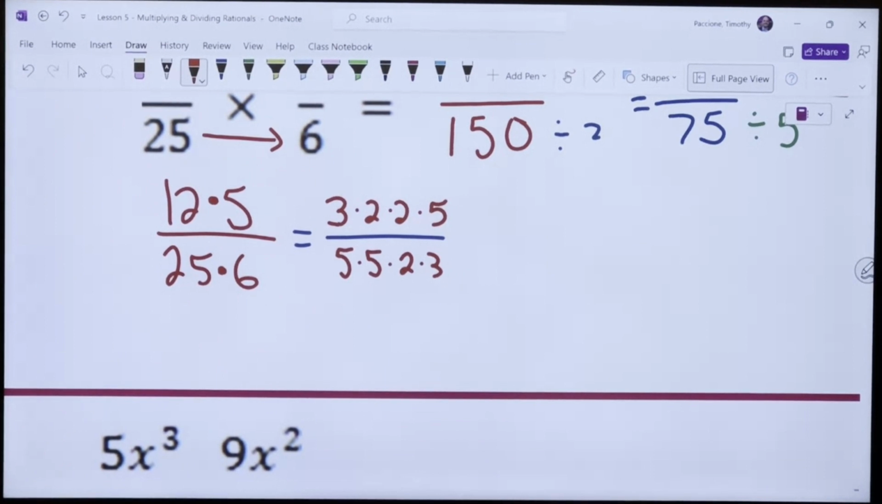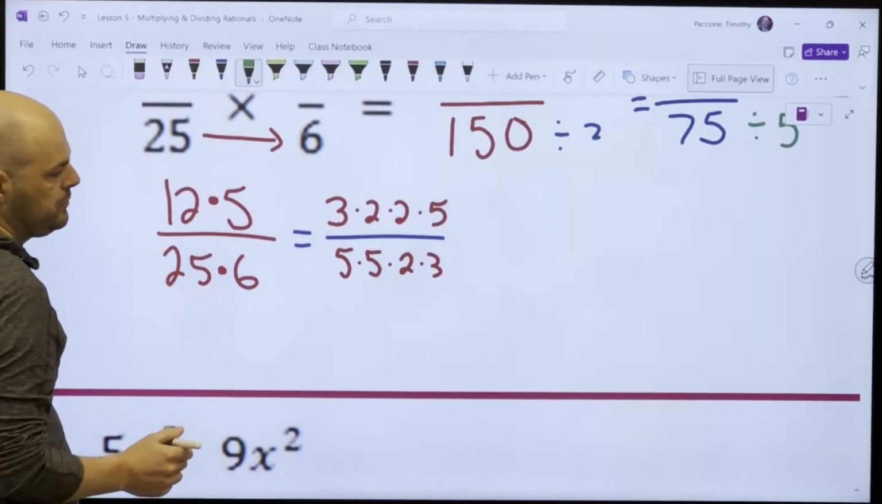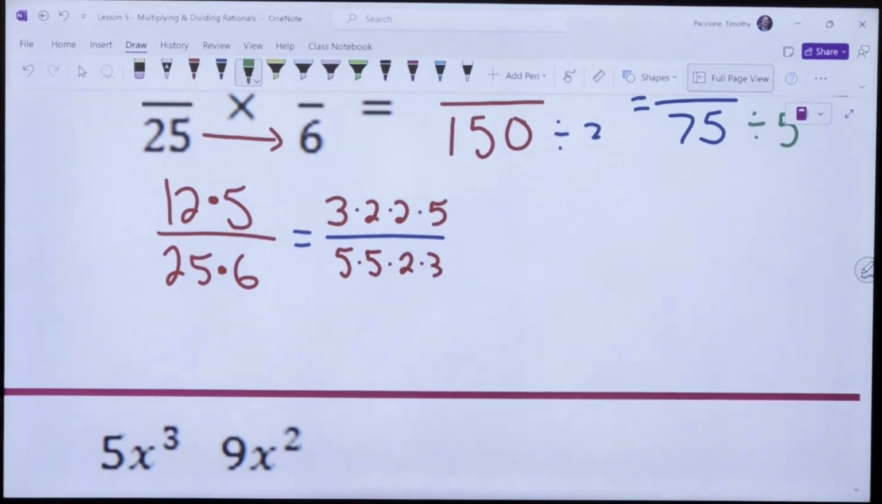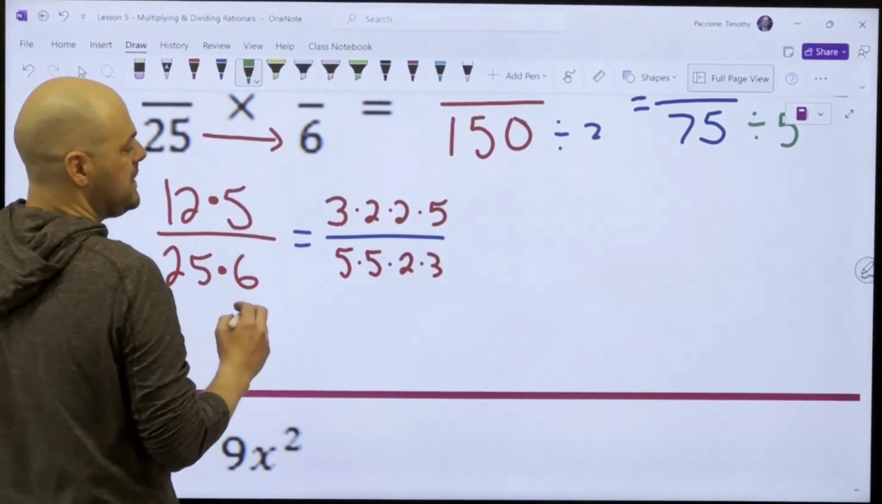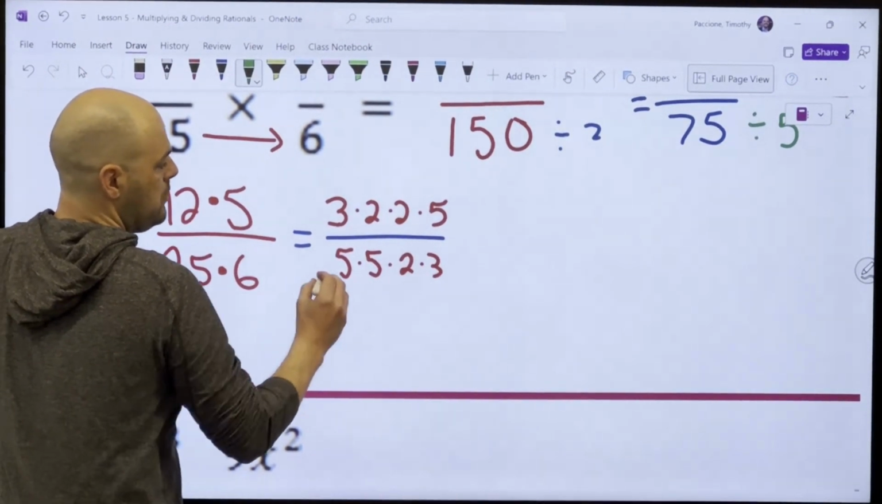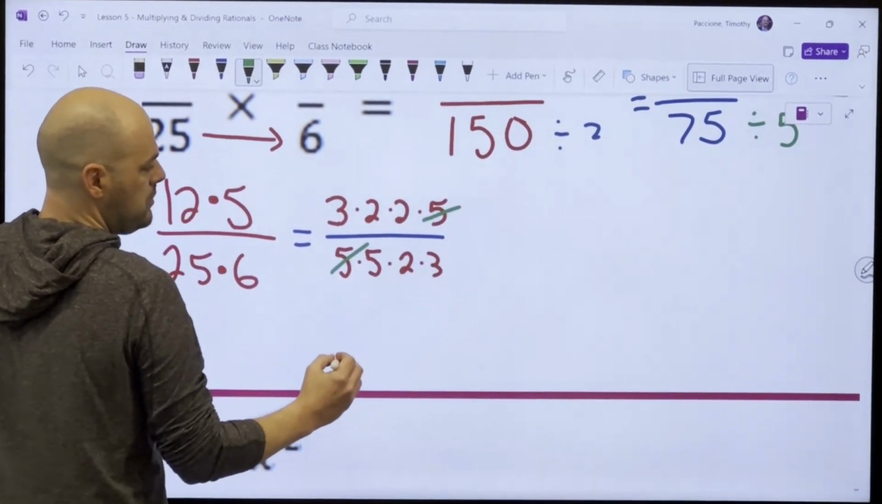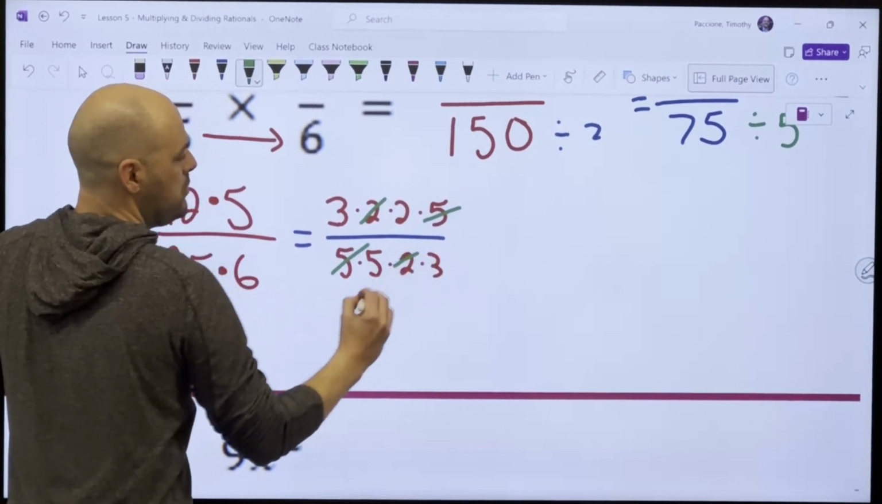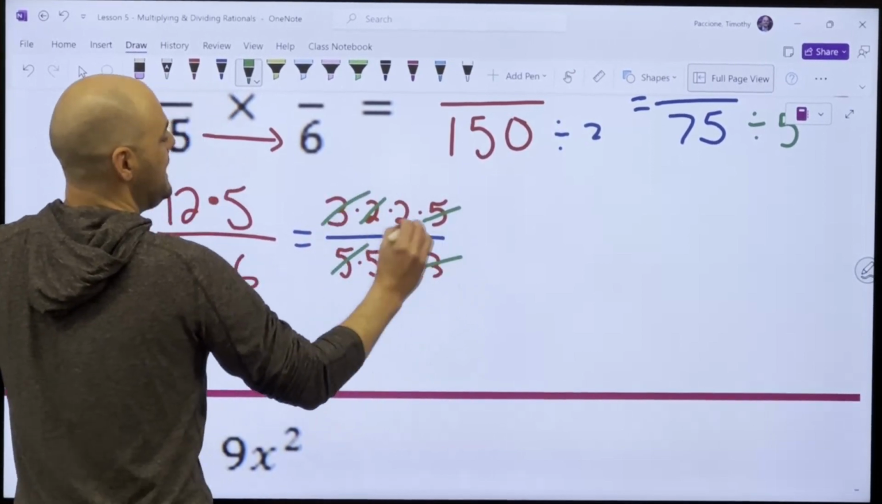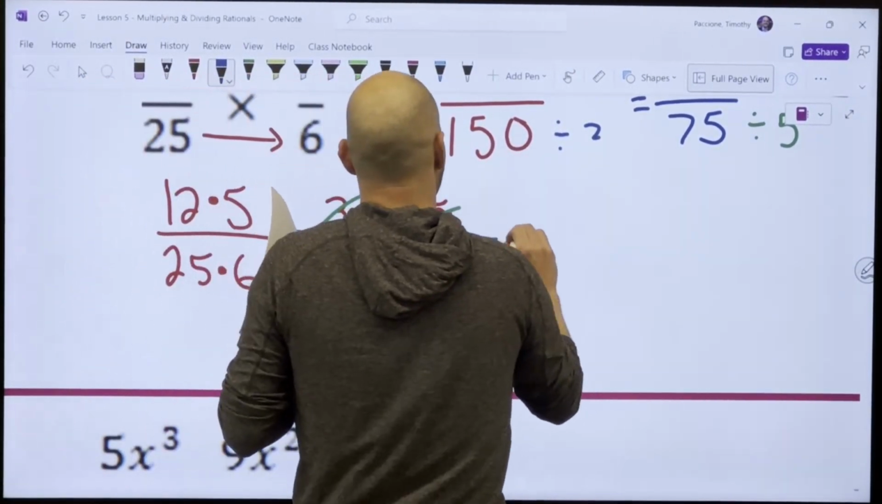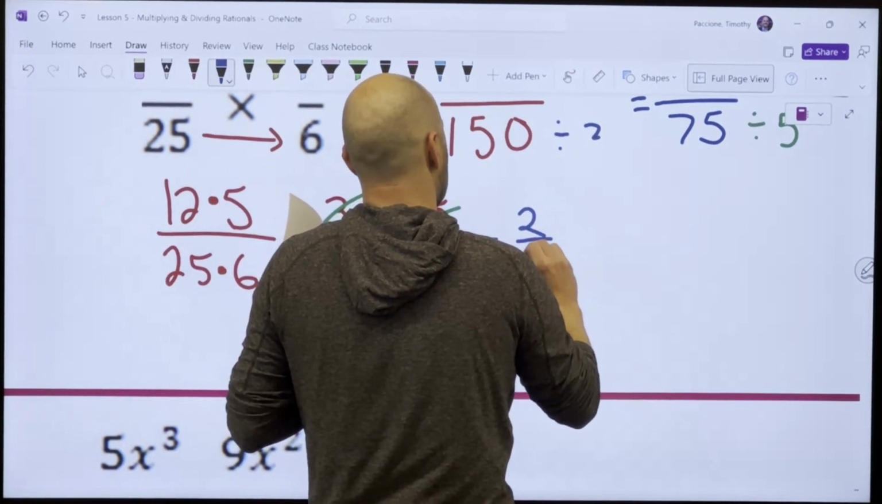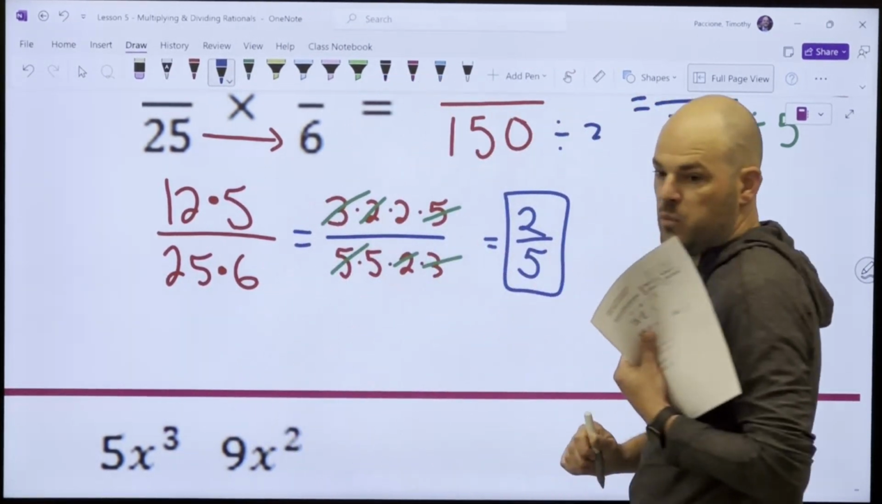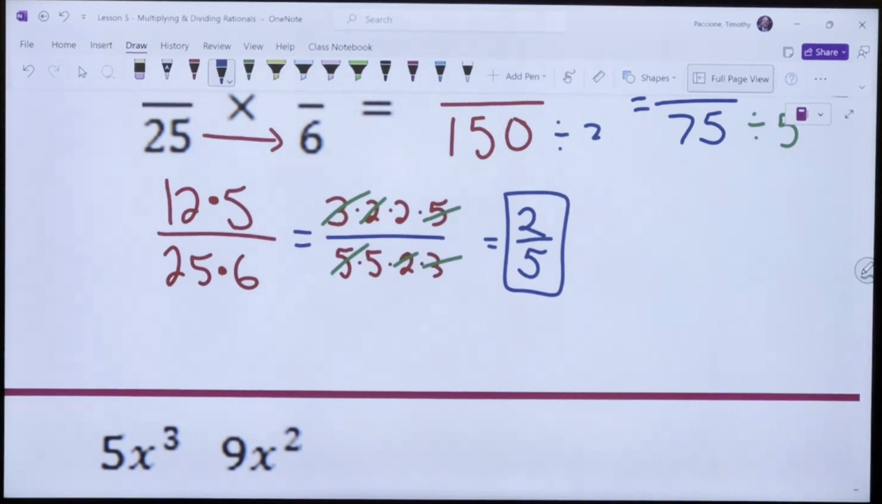And then what do we see on the top and the bottom? The same thing on the top, same thing on the bottom. What do we do when we see that? Cancel. So what can cancel? 5 and 5, 2 and 2, 3 and 3. What am I left with? 2 on the top and 5 on the bottom, which is what we got to eventually up there, right?